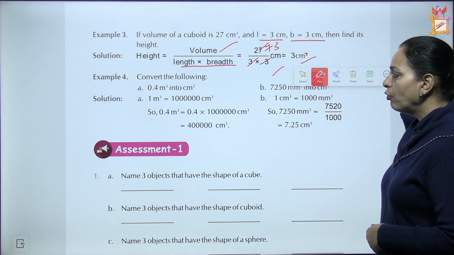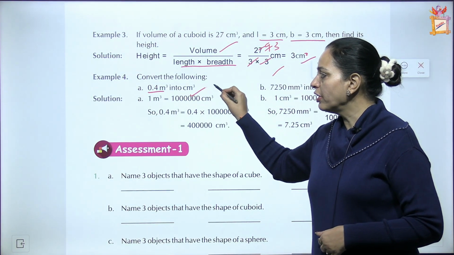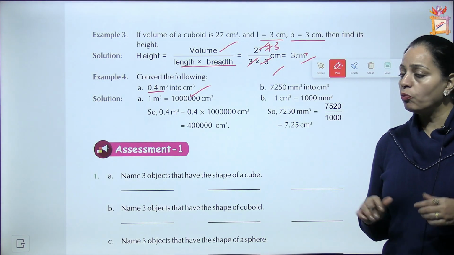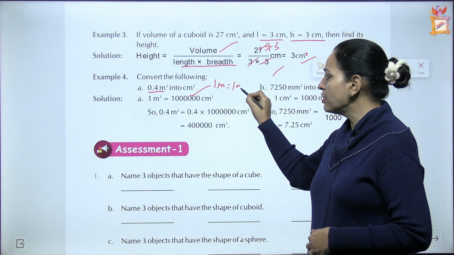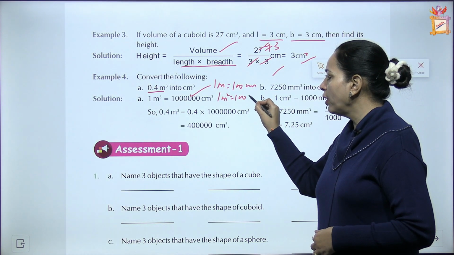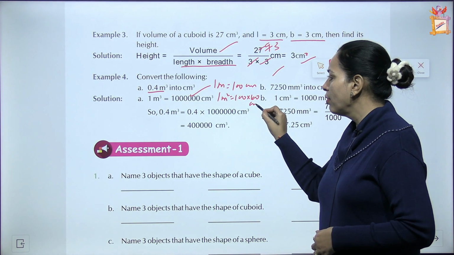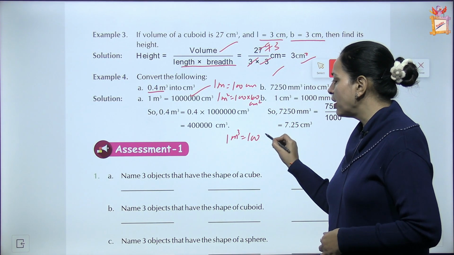Okay. Now example 4, convert the following, like A part, 0.4 meter cube into centimeter cube. Be very careful. We know 1 meter is 100 centimeter. 1 meter square is 100 into 100 centimeter square. 1 meter cube is 3 times 100.